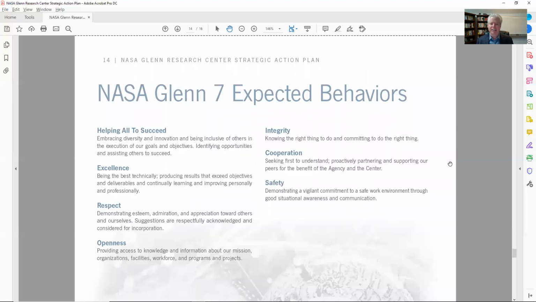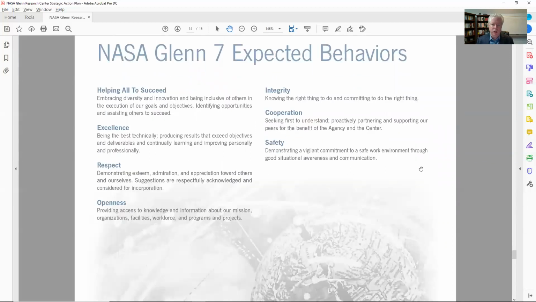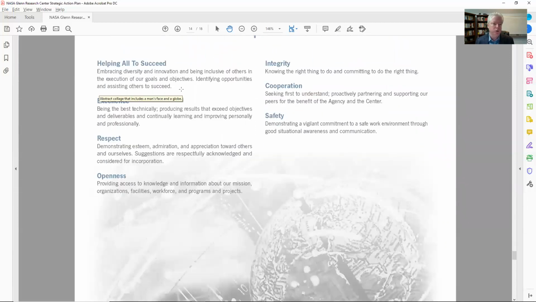This is NASA Glenn's 7 expected behaviors. And really you need to be integrating these into any message you have, whether it's a conversation or responses, etc., to help them see that you see what theirs are. And you can figure out how to do it. You're not trying to just cut and paste. You don't want to do that, but you want to sit there and show them that you understand this and value it as well. So helping all succeed.